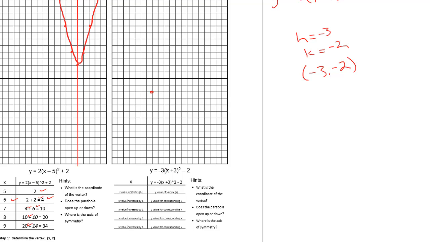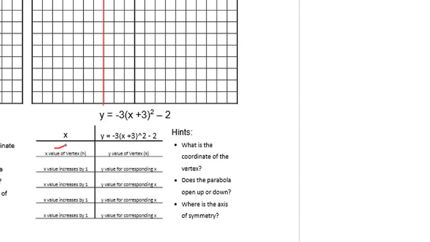And I can also see that the a value is negative 3, and that means that this parabola is going to open in a downward direction. Let's draw our axis of symmetry, and now let's calculate our points. So in our table of values, we're going to start off with the vertex, and that's going to be negative 3, negative 2. And now we're going to increase x by 1. So we get negative 2, then negative 1, 0, and 1.